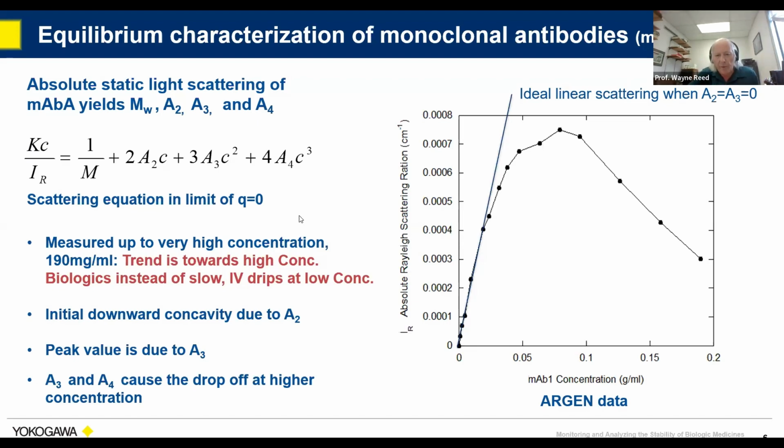Now, when we look at the scattering curve here on the right, that intensity is a function of concentration. If this were an ideal solution, it would go up linearly, as you see with this line here. But if the biologics are interacting, the molecules themselves interact with each other, then things can happen. In this case, you see it bending down. A2, that's due to a positive A2.